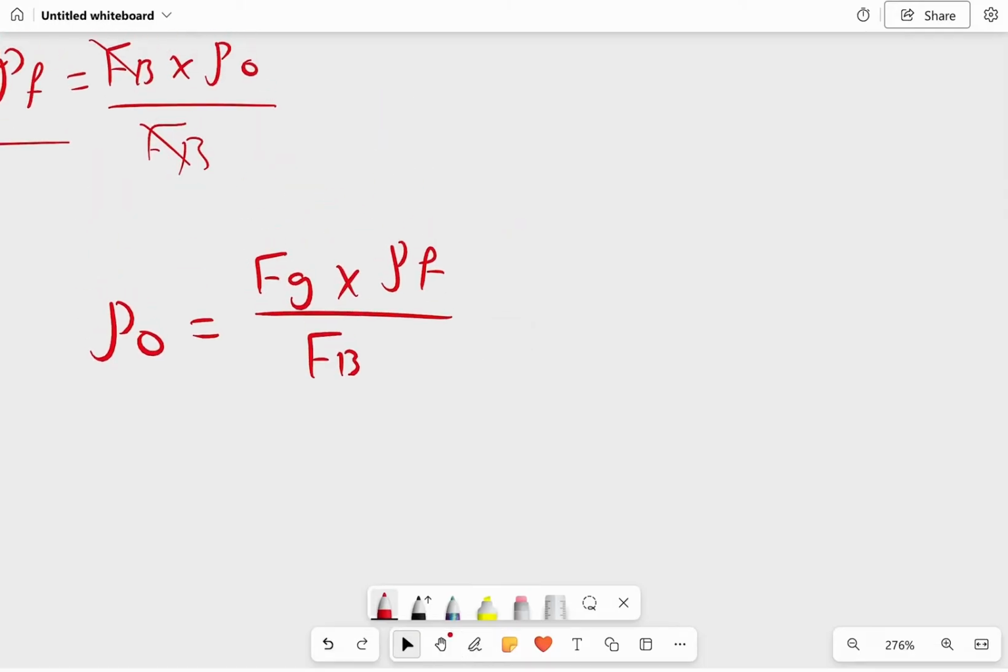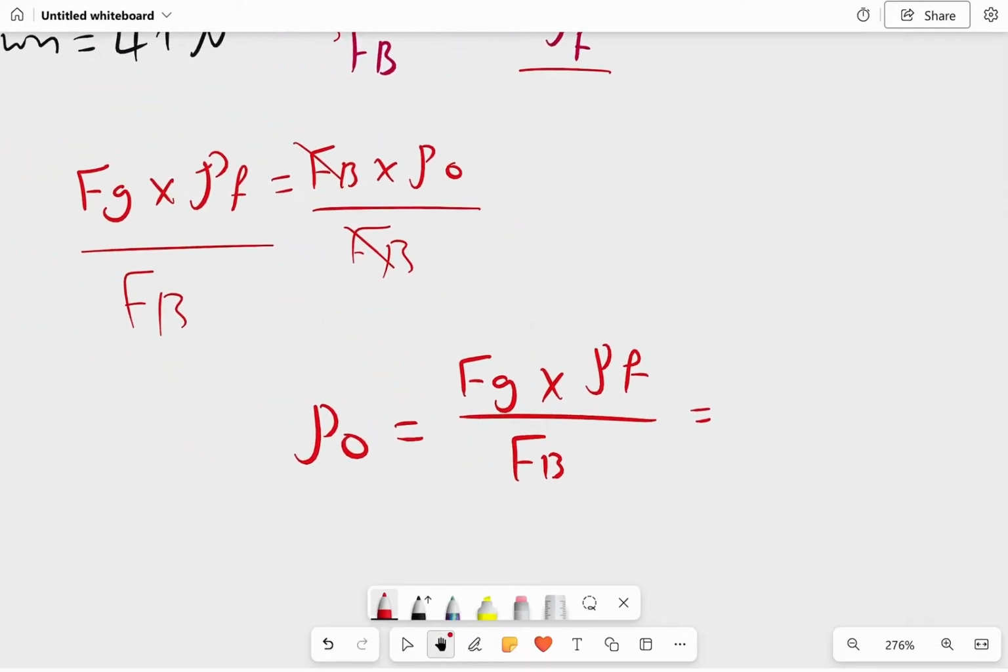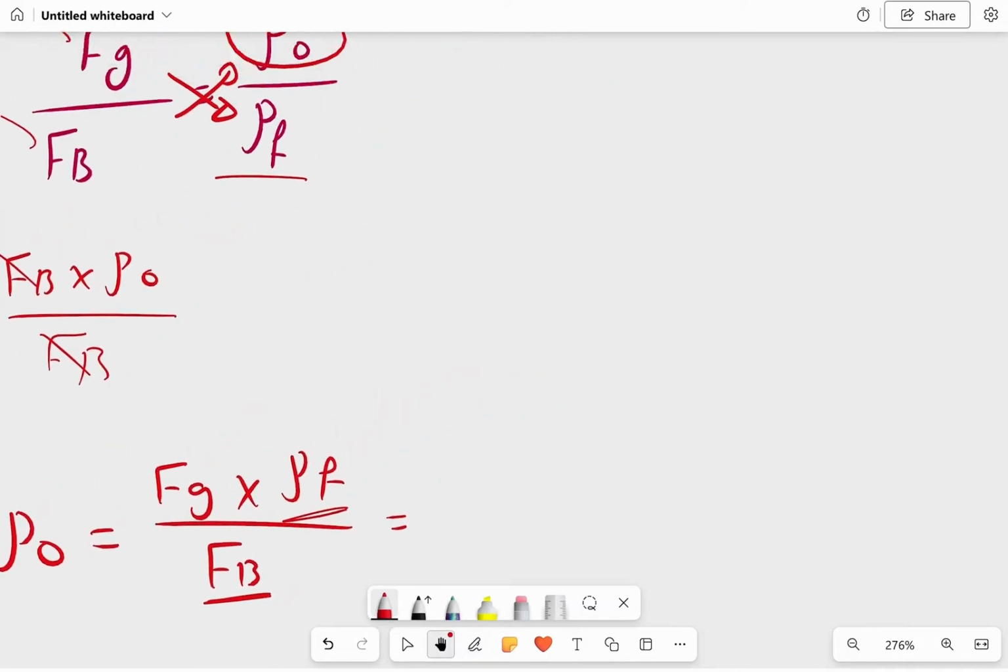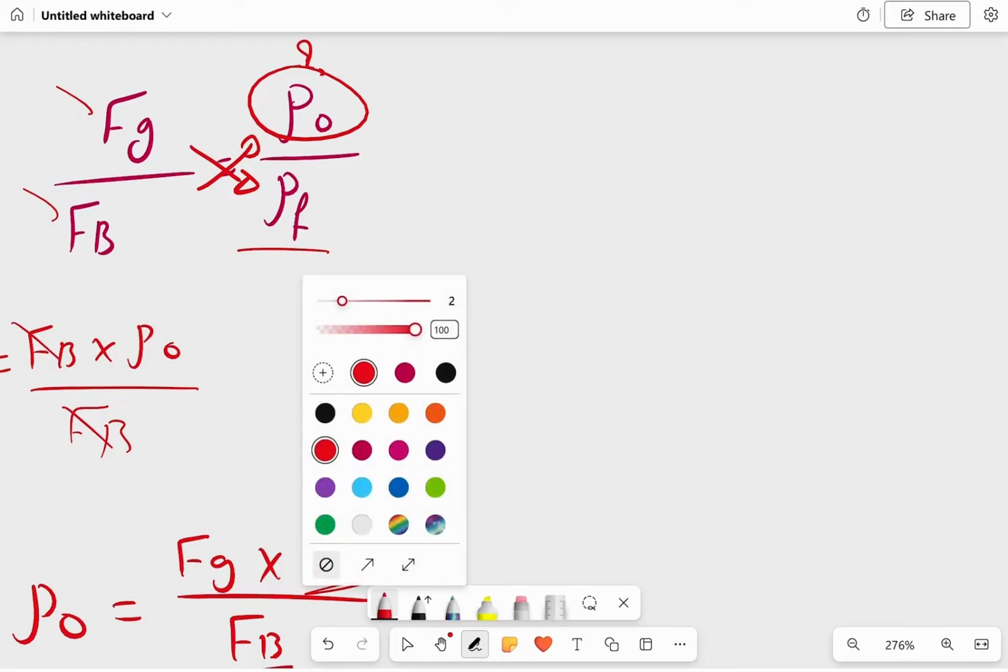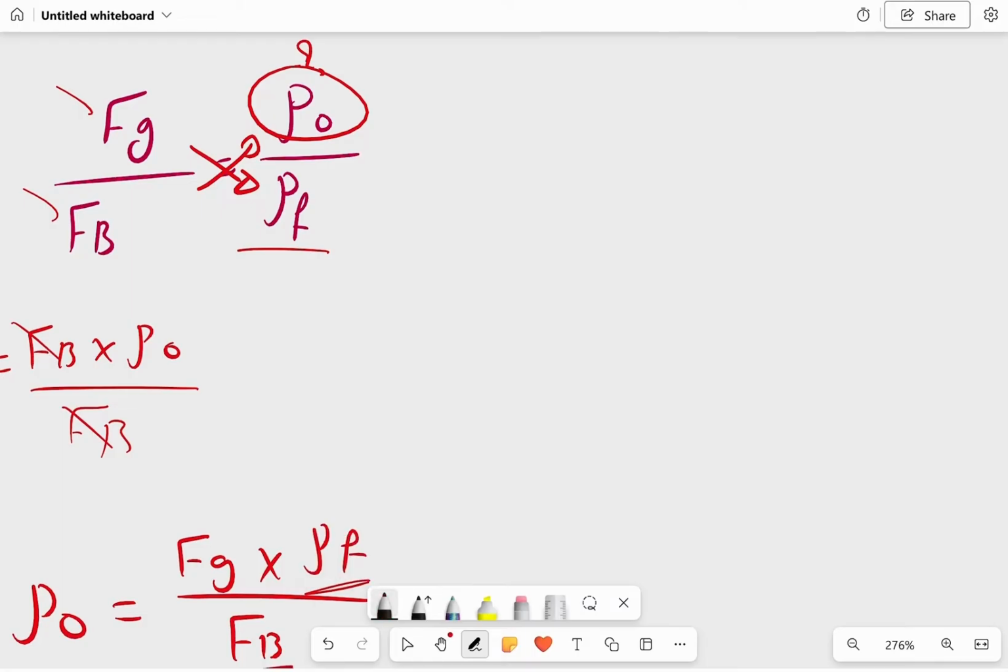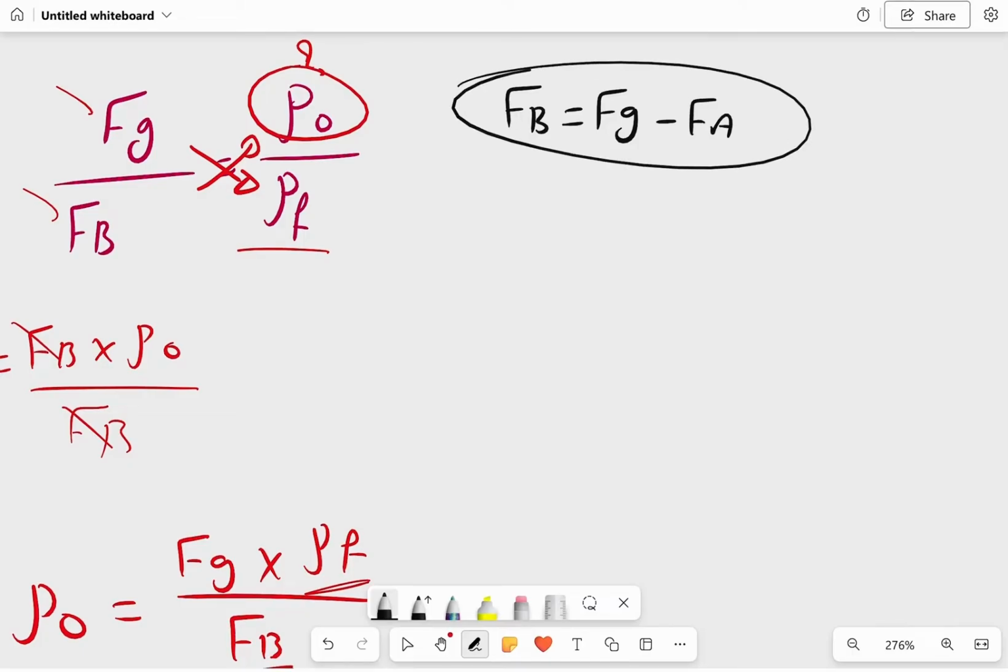Now guys, do I have Fg? Yes, I have. Now, how do I find Fb? I have the density of the fluid too. Take a look at this one, guys. Most of the time, you have Fb, which is equal to Fg minus F apparent. Careful, in most of the questions you are going to use this one. But how do you get this one?